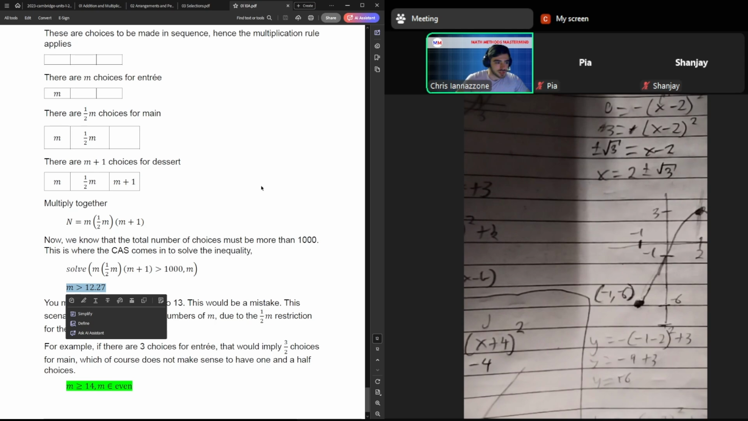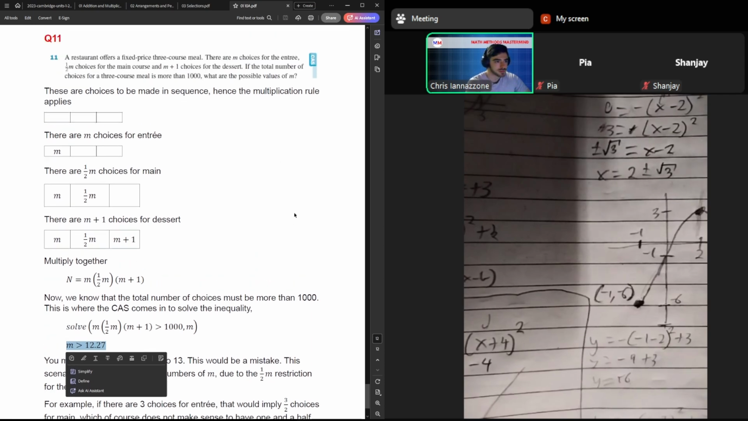Now, 12.27, not a great number. Can anyone tell me why 12.27 is a bad number for m? Because it's not exactly even. Yeah, not even. Even taking a step back, it doesn't make sense to have 0.27 of a choice for a meal. So definitely want a whole number.